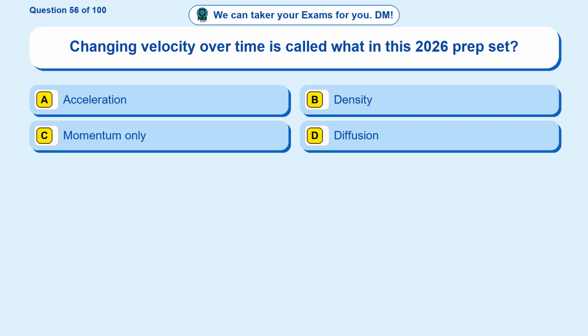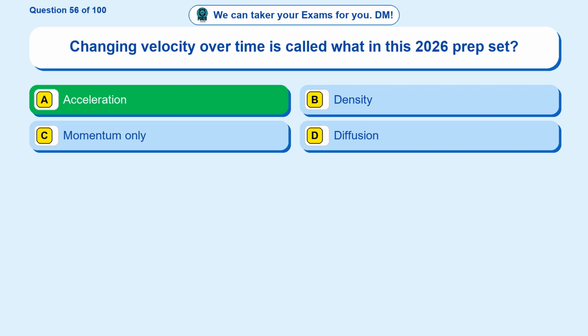Question 56. Changing velocity over time is called what in this 2026 prep set? Option A, acceleration. Option B, density. Option C, momentum only. Option D, diffusion. The correct answer is option A.